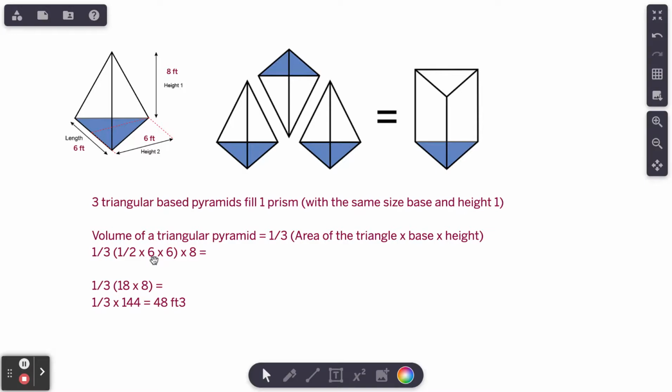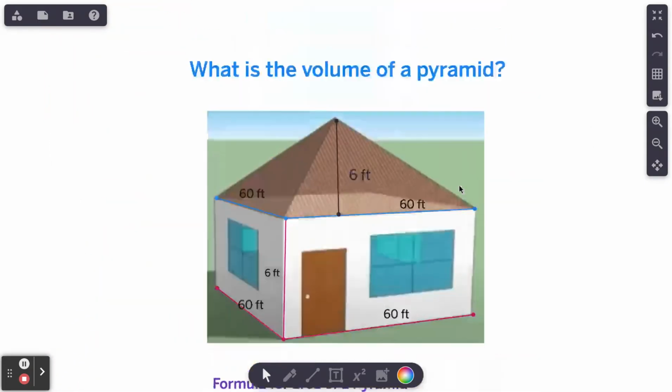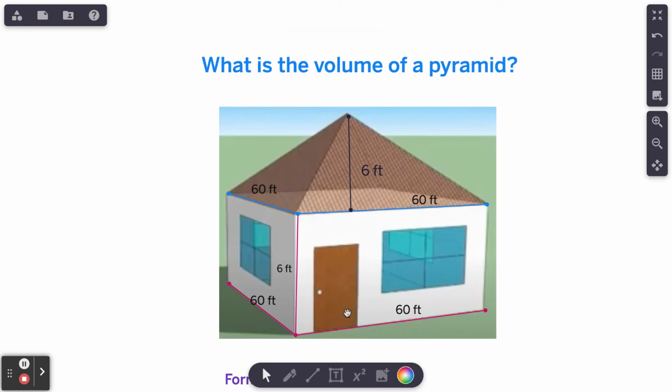So if I did 1/2 times 6 times 6, I would get 18. And then I need to still multiply that by the height of the pyramid, times 8, and then do times 1/3. So 18 times 8 is 144, times 1/3, and now we get a volume of this triangular pyramid of 48 feet cubed. So I hope that helps you understand how to find the volume of a pyramid. Thanks.